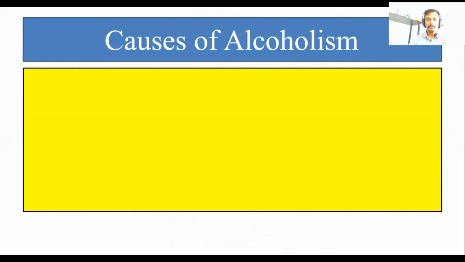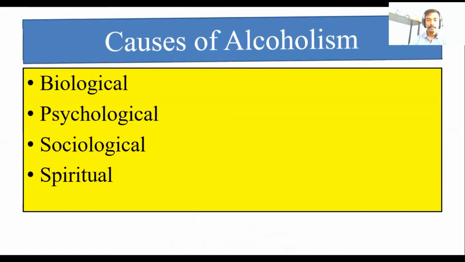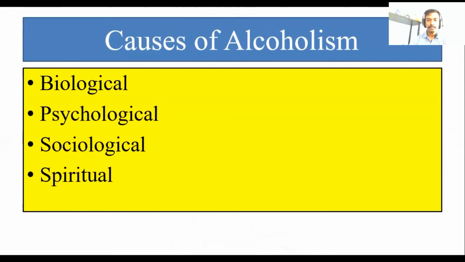Causes of alcoholism: biological causes, for example, to remove pain, and genetic factors, parent to child. Then psychological causes, including personality issues and intelligence. Then sociological causes: familial factors and friends, mainly the peer group, friends together drinking alcohol. Somebody who uses more alcohol becomes alcoholic. And spiritual.